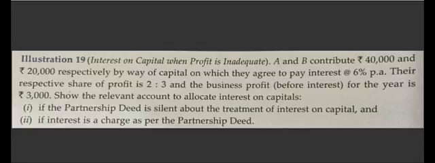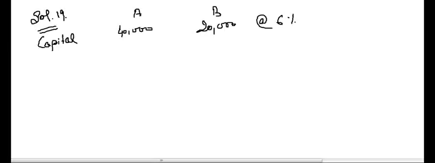Clear? Now, their respective share of profit is 2:3 and the business profit before this interest for the year is 3,000. What is the profit sharing ratio? 2:3. Profit sharing ratio is 2:3. And what are the profits for the year? Profits are 3,000. Clear?